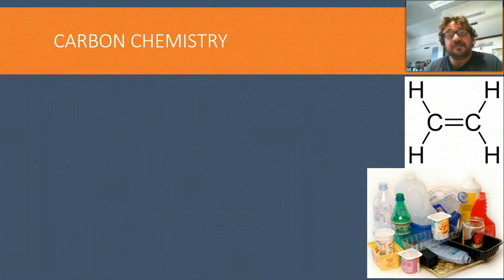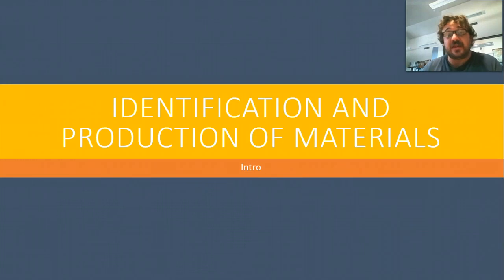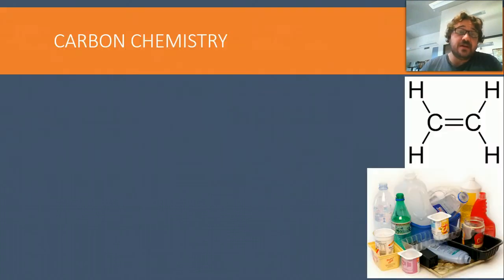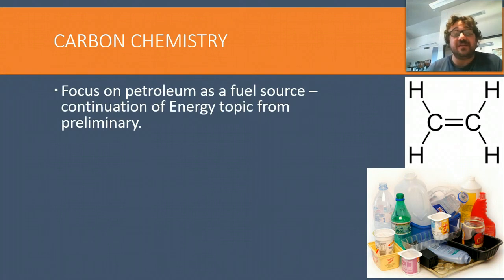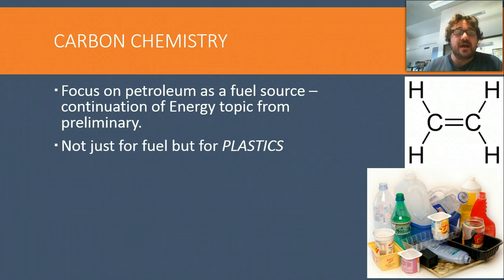Alright, so basically, the topic we're doing is production and identification of materials. It's got 4 real main focus areas, but it's split into about 6 or so. First is carbon chemistry. Now, it focuses very heavily on petroleum as a fuel source, and this is essentially a continuation from what we did earlier on in the preliminary topic.